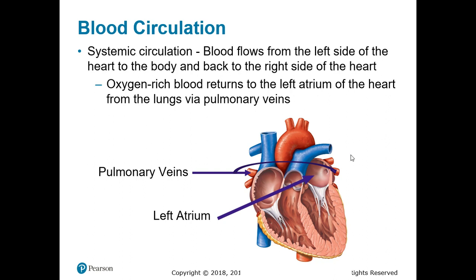That is the beginning of systemic circulation. So remember, systemic circulation is where blood flows from the left side of the heart to the body and back to the right side of the heart. Again, we're going to pick up where we left off, where oxygen-rich blood has now returned to the left atrium via the pulmonary veins.